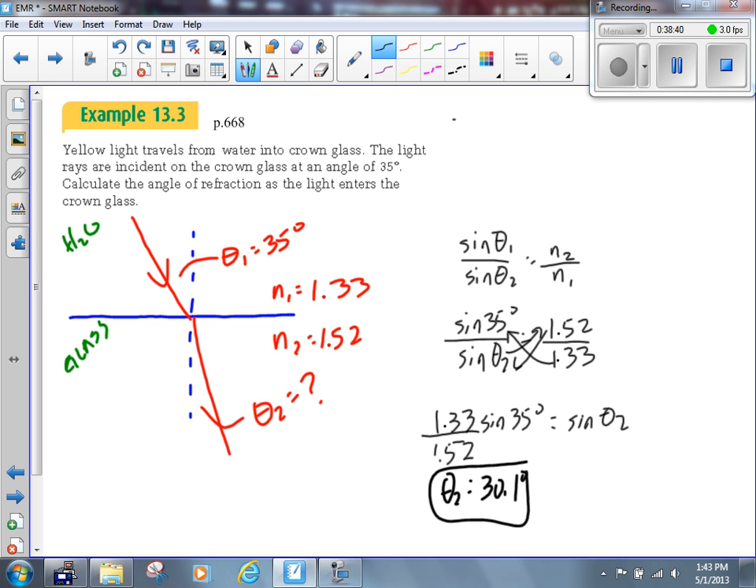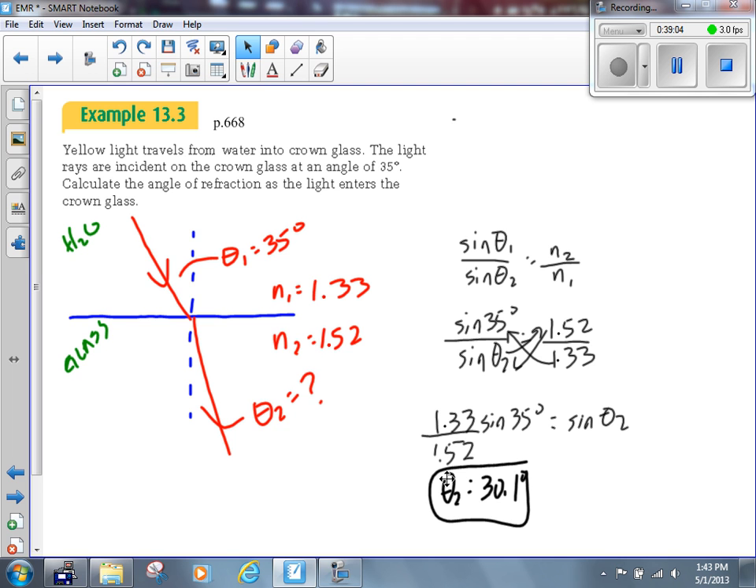So, we were going from a low to a high index of refraction. We knew that light should slow down. If light slowed down, then the angle should get smaller. It did. It got about 5 degrees smaller. Okay, that seems perfectly normal. I get a number that looks like that, so I'm pretty sure that I've done this question right. If I get a number that's bigger than 35, I know I've done it wrong.